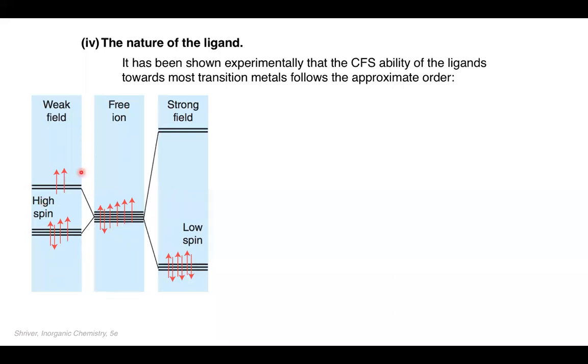Strong field ligands will create low spin complexes because the splitting energy becomes very large. And so it's more energetically favorable to pair the electrons. Whereas in a weak field, the splitting energy is a lot smaller than in the strong field, and so it becomes possible to put electrons in the eg set.